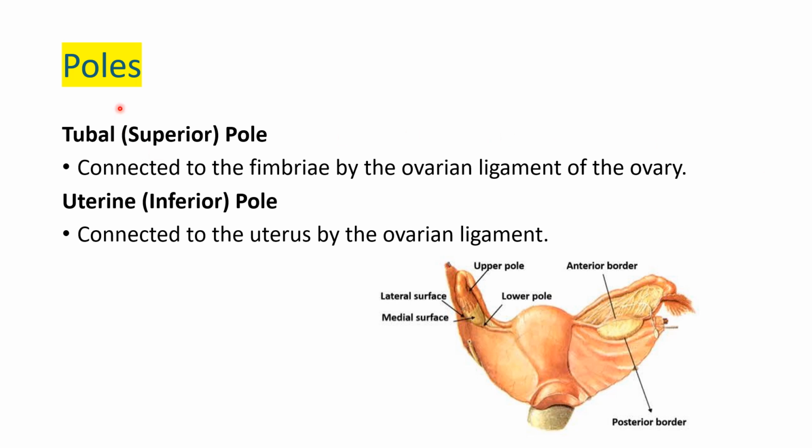So the poles of the ovary: the tubal, or superior pole, which is the upper pole that we have here, and then we have the lower pole there. The upper pole is connected to the fimbria by the ovarian ligament. You can see that's where it is connected to the fimbria there. And then the uterine, or inferior pole, is connected to the uterus by the ovarian ligament. It's connected to the uterus there by the ovarian ligament. That's the lower pole. This is the uterus there.